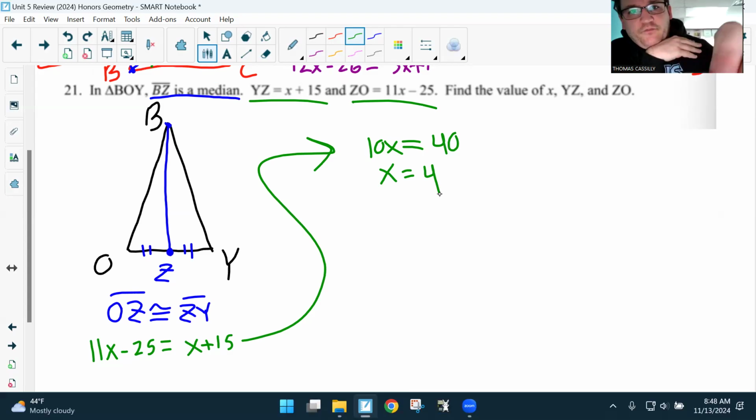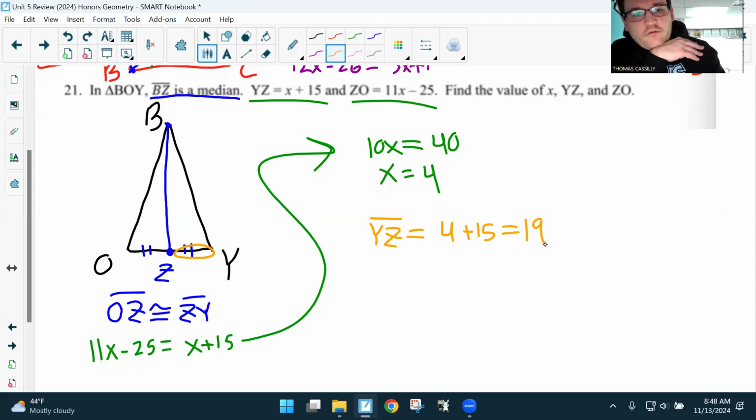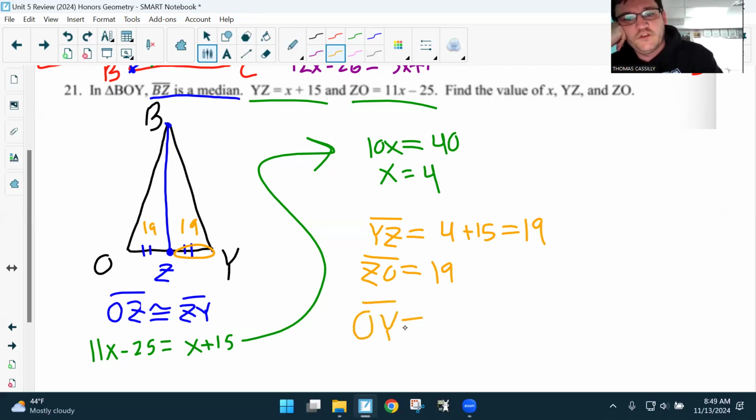Find YZ now. So let's plug it into this expression. YZ is equal to 4 plus 15, or 19. Now, we don't need to do any math to know what OZ is. OZ is just 19 because they have to be congruent. So ZO, or OZ in this case, also equals 19. And I know they're not asking for it, but OY is just 19 plus 19, or 38. And that one's done.